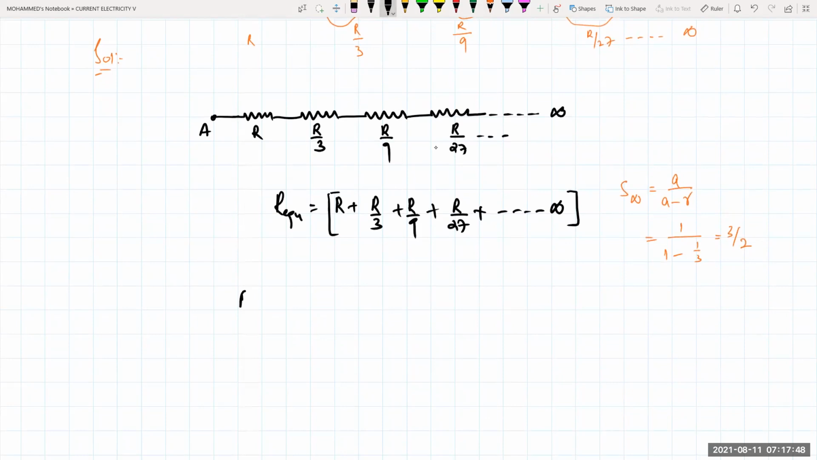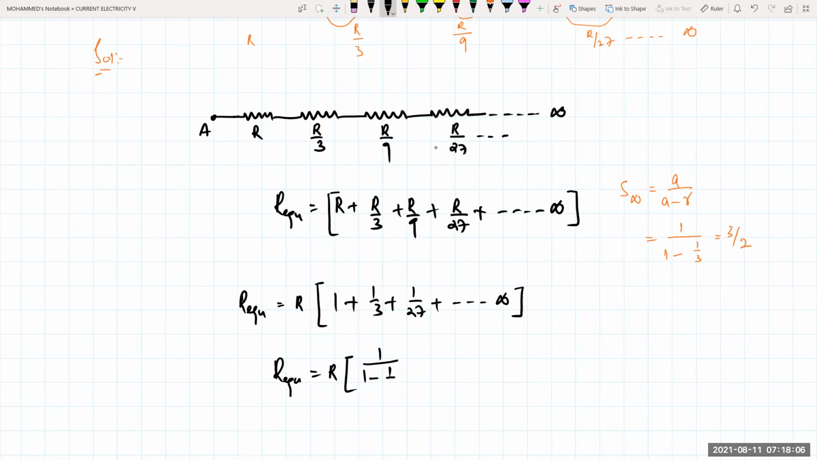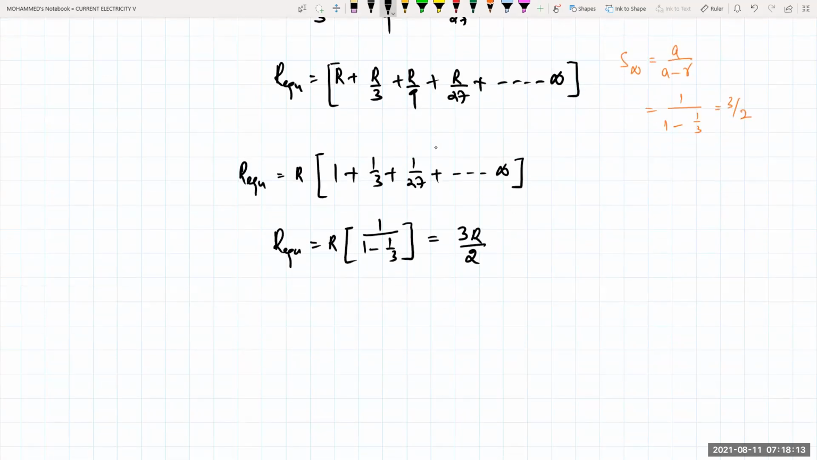Now, R equivalent is equal to R, this one is your 1 plus 1 by 3 plus 1 by 27 plus up to infinity. That means R equivalent is equal to capital R into 1 by 1 minus 1 by 3, the common ratio. So that will become how much? 3R by 2. So R equivalent is equal to 3R divided by 2. So this is your answer. Clear?